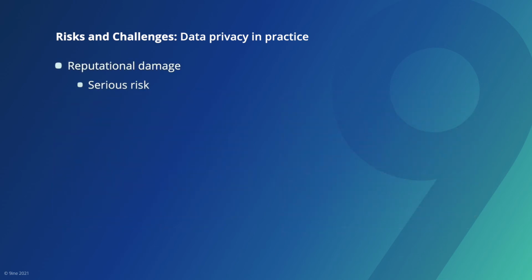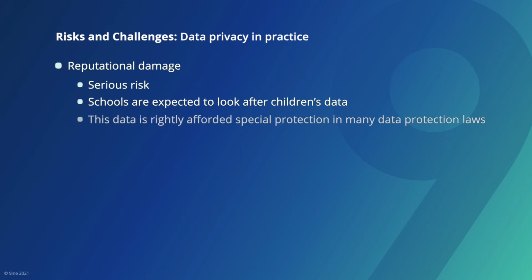Reputational damage is also a serious risk because schools are expected to look after children's data in an ethical and responsible way. There are few organisations that process as much data about children and minors as schools. The personal data of young people is rightly afforded special protection in many data protection laws. The exposure of personal information of young people can have serious consequences to those children, especially if it is related to safeguarding, welfare, or health information. Consequently, any unlawful exposure of such personal data may have drastic effects on a school's reputation.